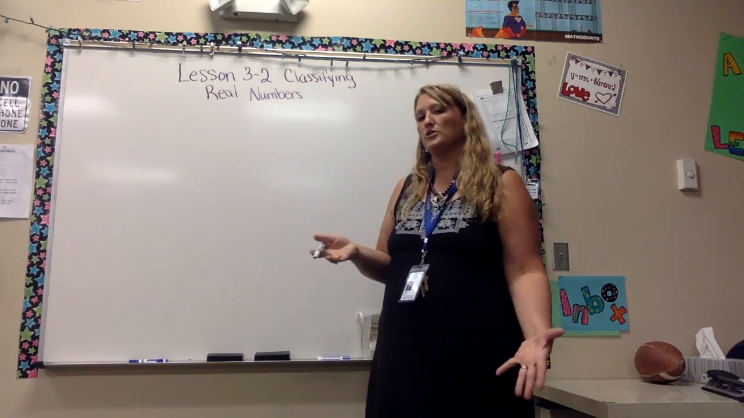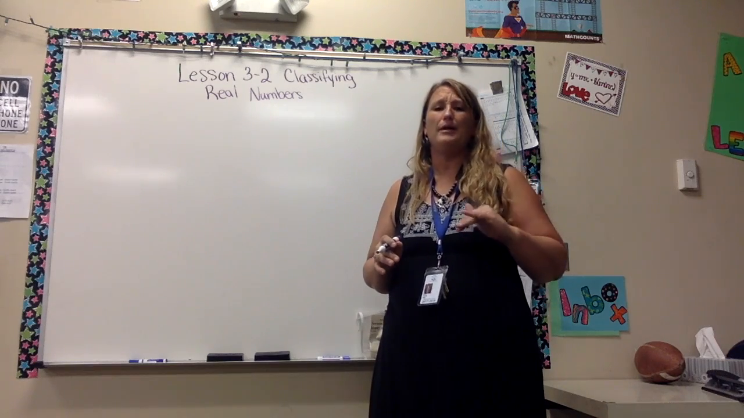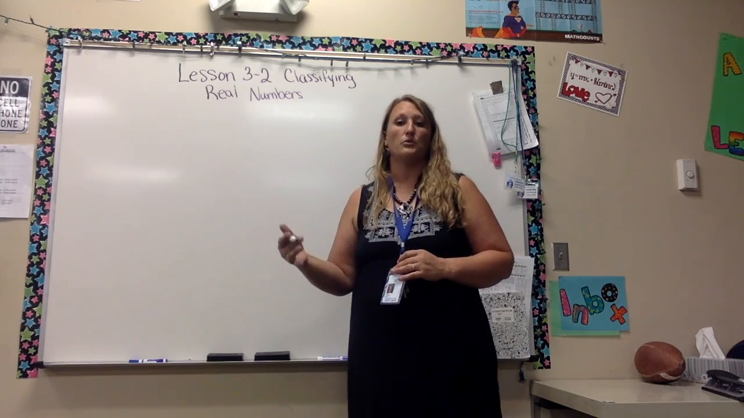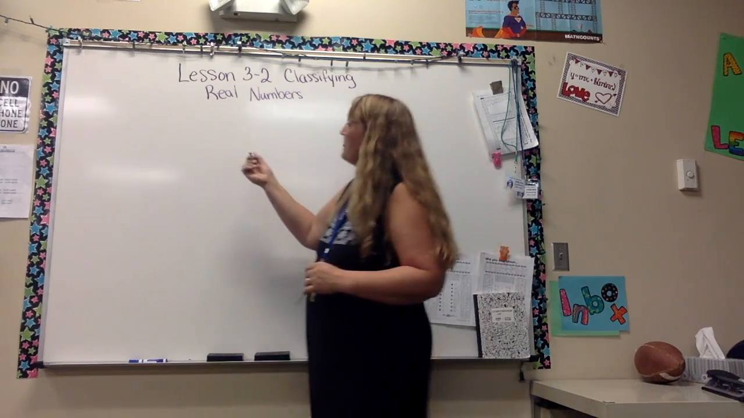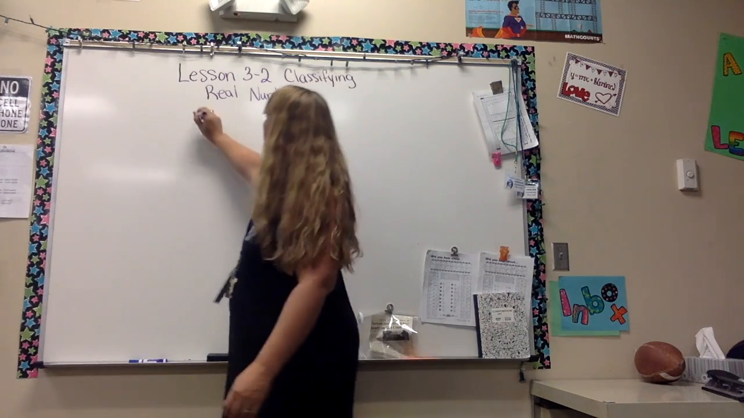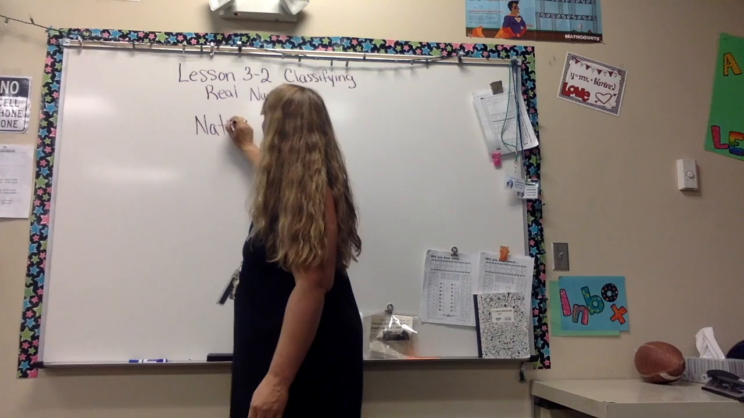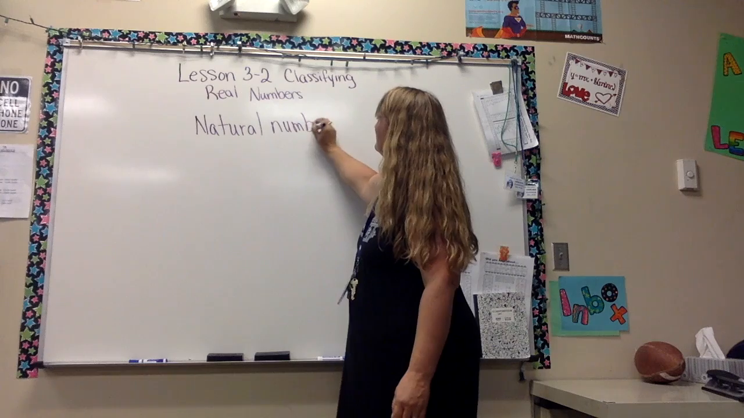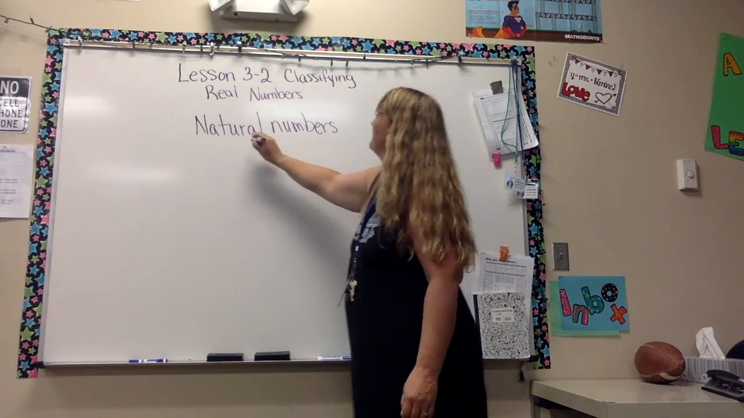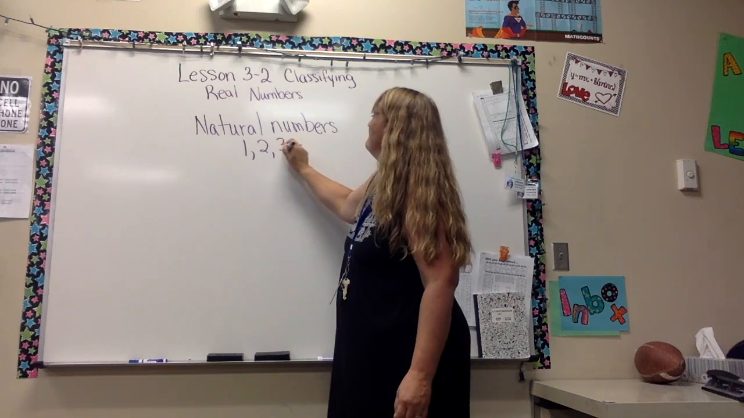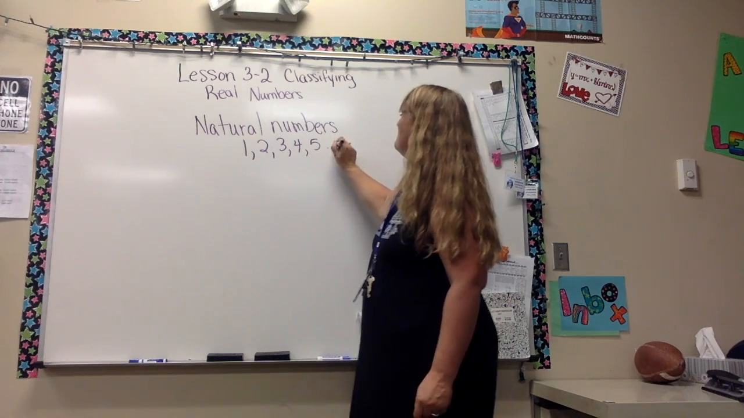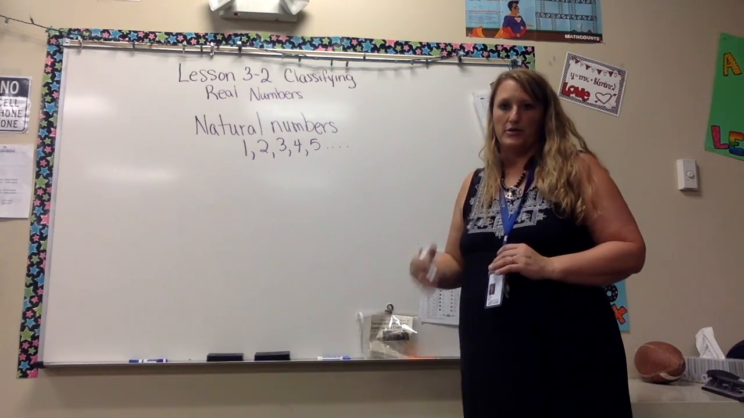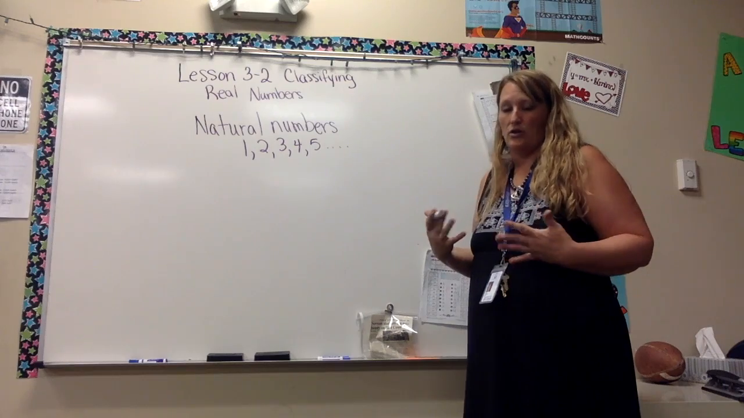Well, let's start with the first numbers that you learned how to count. When you were a little bitty baby, you started to learn to count with 1, 2, 3, 4, 5, and so on, right? Those are called natural numbers. And so on. So 1, 2, 3, 4, 5. You eventually learned up to 100. They just continue. The natural numbers, they're all there.